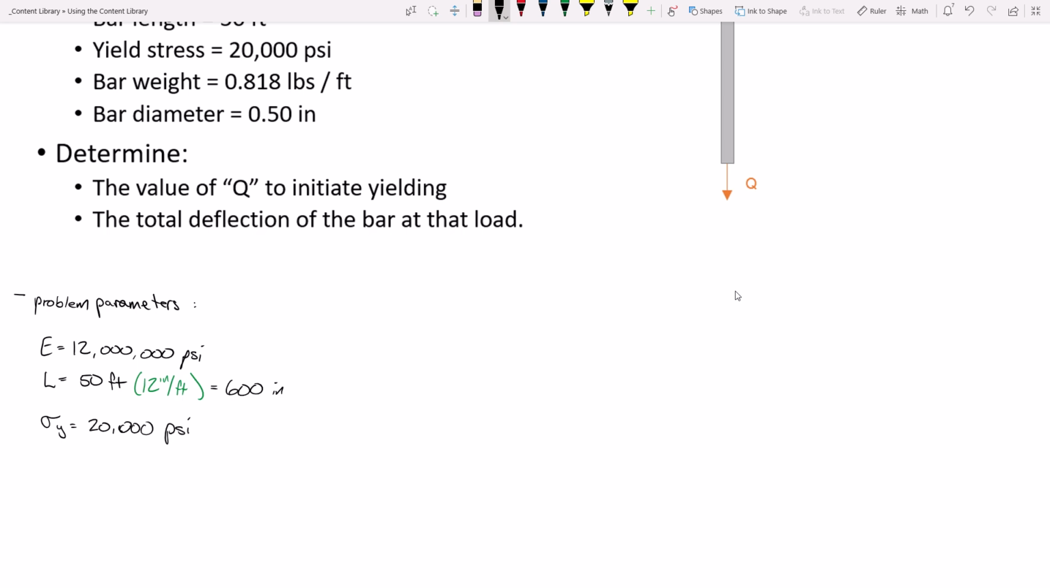Okay, now we were given also a bar weight. Now let's make sure everybody's paying attention. 0.818 pounds per foot. Now I need to convert that, if we're agreeing with pounds and inches, to inches. How do I do that? Divide by 12. You don't multiply by 12, you divide by 12. Think about it in common sense terms. If something weighs 100 pounds per foot, it only weighs 8 or so pounds per inch, right? So think about the concept. We're dividing by 12.